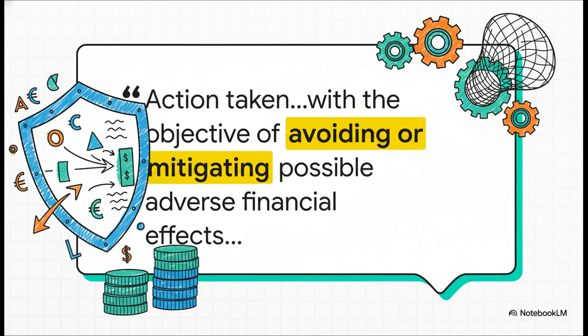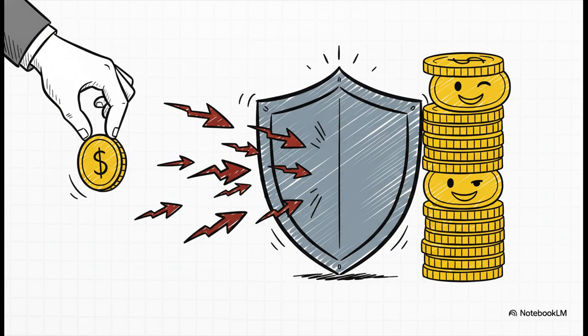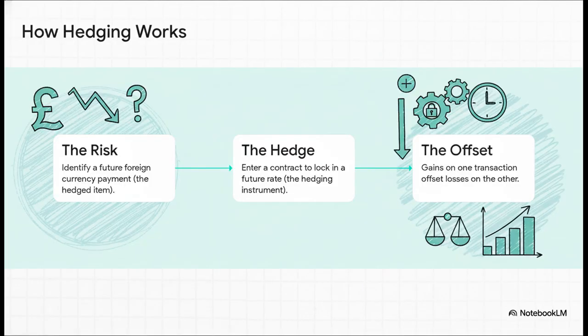It's a proactive defense. But honestly, the best way to think about it is this. Hedging is just like buying insurance for your currency. That's it. You pay a small, predictable premium upfront to protect yourself from a potentially devastating, unpredictable disaster later on. You're swapping a giant risk for a small, manageable cost. So how does it actually work? Well, it's a three-step dance.